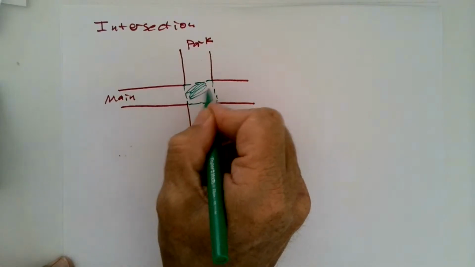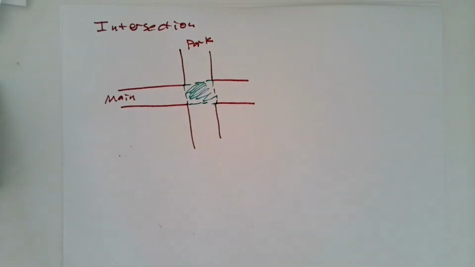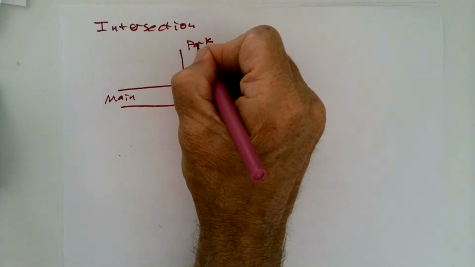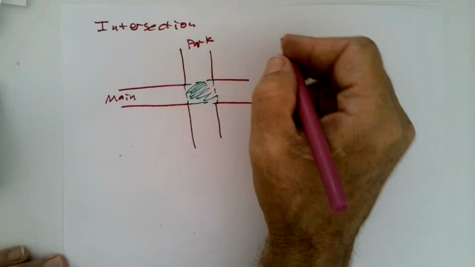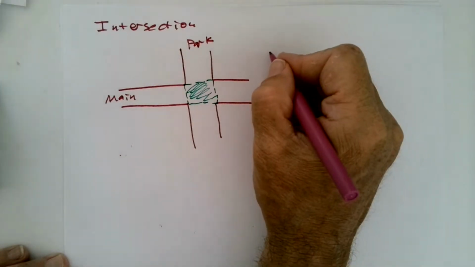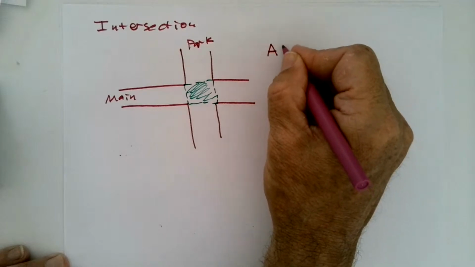And what can you say about that portion of those two streets? Is it on Main? Yes. Is it on Park? Yes. It's on both streets at the same time. So if you think about it, an intersection has to be in both sets at the same time, and that's exactly how we define that. The symbol that we use for intersection is this thing.